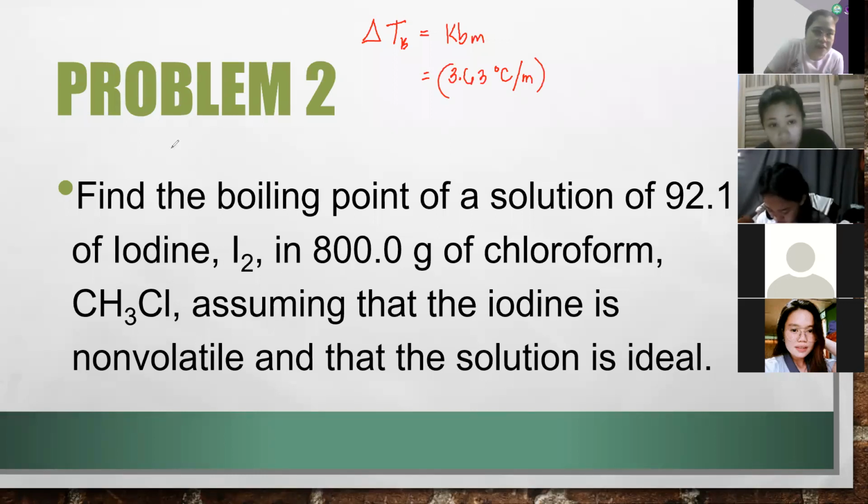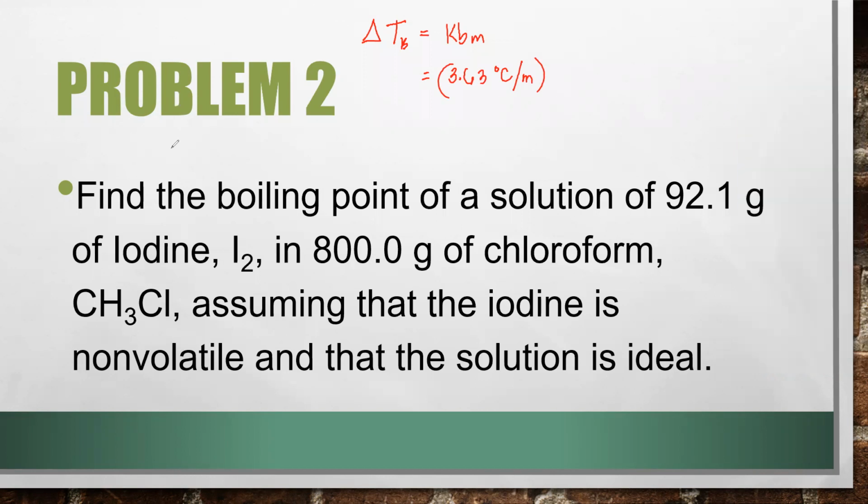So what was our formula again for molality? Wait lang. I need more space. Okay. So molality is equal to moles of solute divided by kilograms of solvent. Now, we have here 92.1 grams for our iodine, which is our solute. And then we have 800 grams of chloroform, which is our solvent.